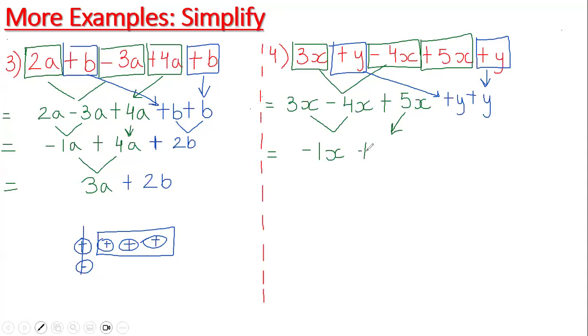Plus 5x. Plus 2y, because y plus y equals 2y. Very good. Y plus y is 2y. And so we have what? Continue. Okay, so negative 1x plus 5x equals 4x. Yes, 4x plus 2y. Plus 2y, very good.